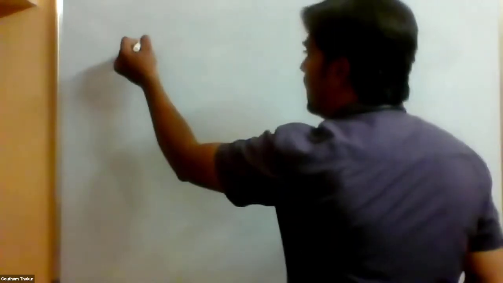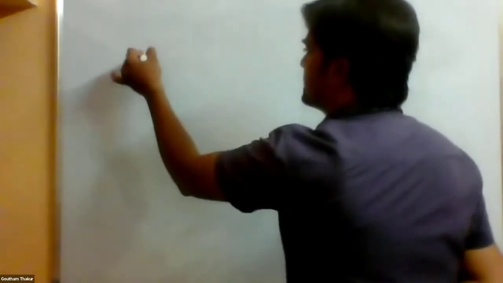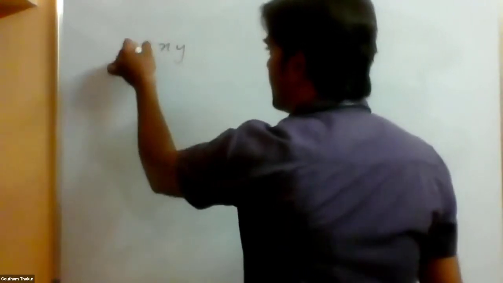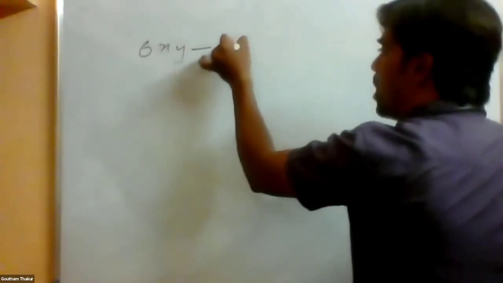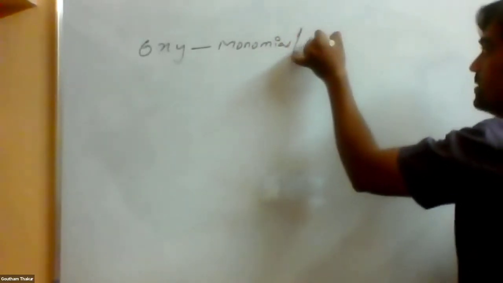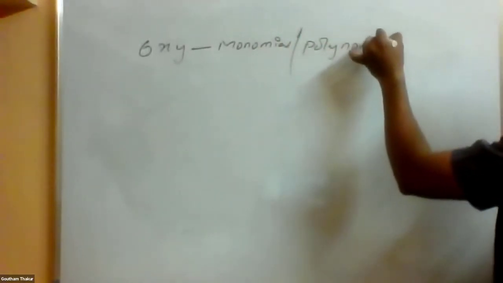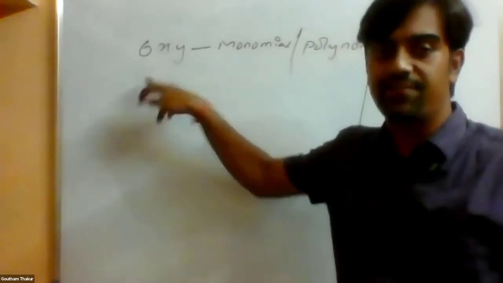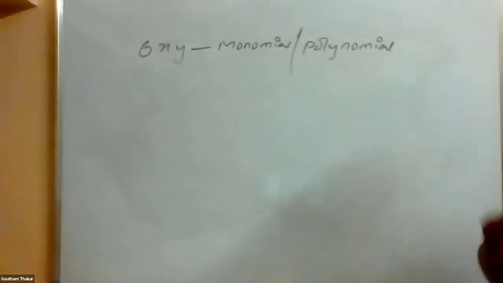For example, let me take the same example actually. 6xy. I have a term, I would say a monomial, a polynomial, which has the values 6 and x and y. So 6 and x and y. Now, what is the difference?